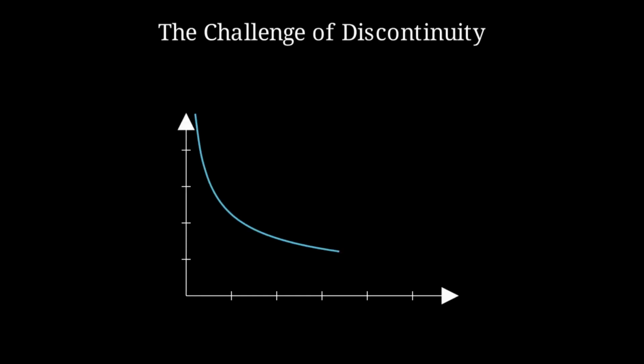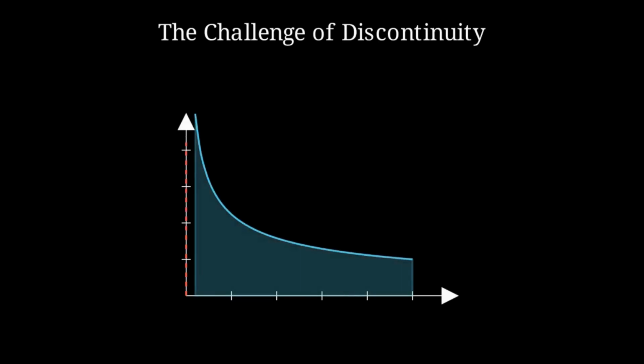In calculus, we often find the area under a curve. But what happens when the function shoots off to infinity at one of the boundaries? Today, we will learn how to evaluate these improper integrals using limits.